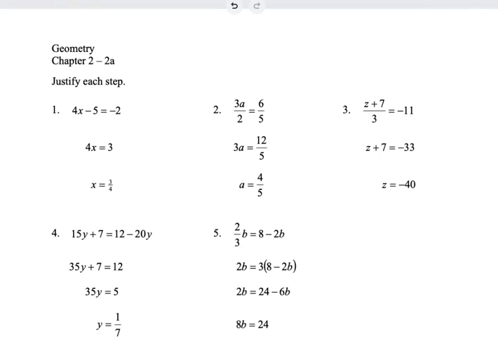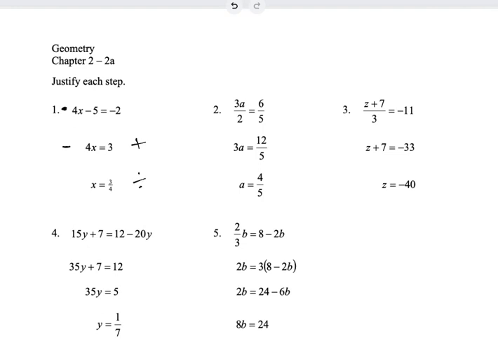This video is just trying to explain how to do a proof. To start with, we have some algebra problems here, and you have to justify each step using some property of algebra. So how did I get from this line to this line? Well, I added 5 to both sides.